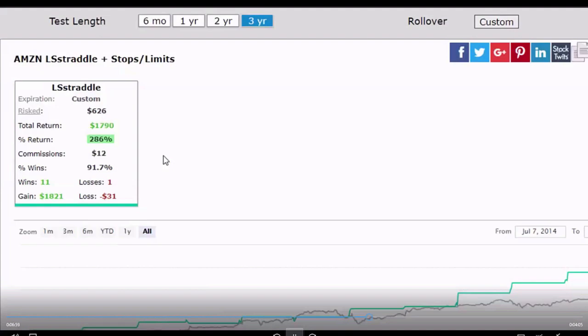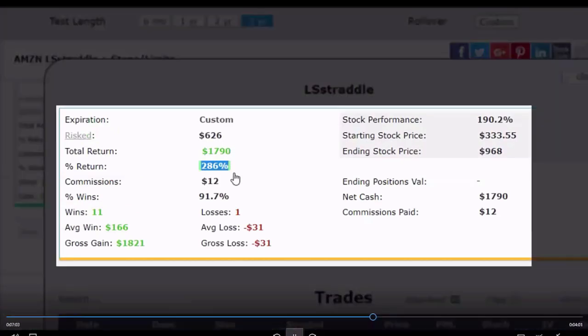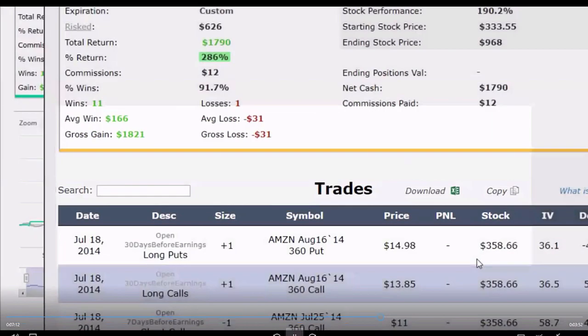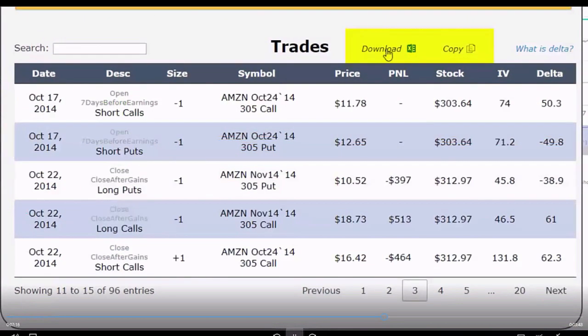Of course, with every back test, we can just click on the tile for details. Here we can see the 286% return in the strategy versus the stock. We can see the average win versus the average loss in dollar amounts, and the gross gain and gross loss. And of course, with a strategy that's this complex, you probably want to go trade by trade, download it into Excel, and do some further analysis.